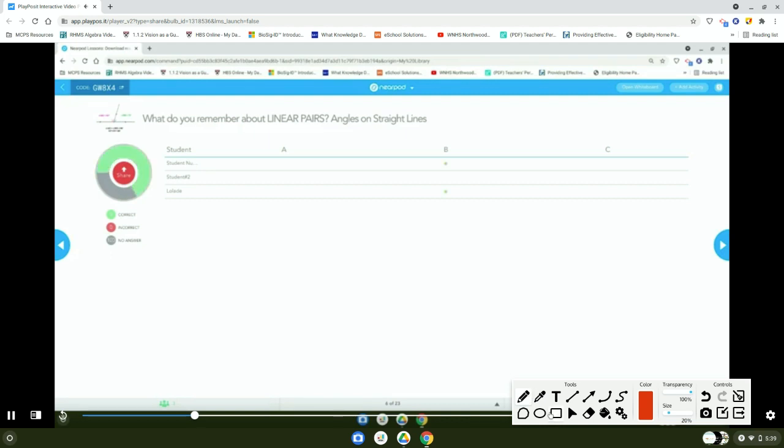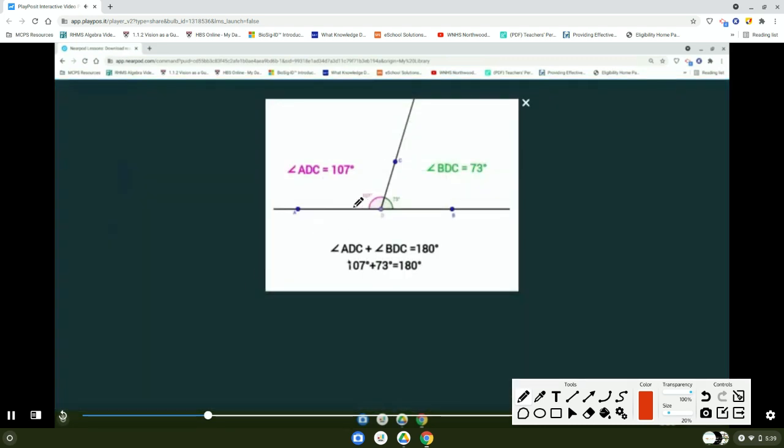Student number 2, here you go, we're waiting on you. Angles on a straight line add up to how many degrees? Awesome job. Great job everybody. So, I'll share the responses with you. Angles on a straight line, as you see, add up to 180 degrees. That's where we're going to start from. You learned that in the 7th grade.